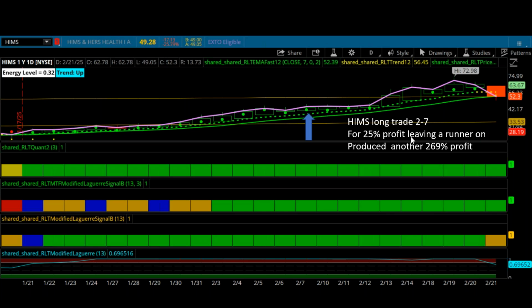I got out 25% profit, and I left a runner on. I actually left a runner on my stake, and some of the people in the room left the runner on. But we got 25% profit, and if you kept the runner on, we caught this move here, and it was up 269%. Very unusual, and for me it was lucky, but still a nice trade.